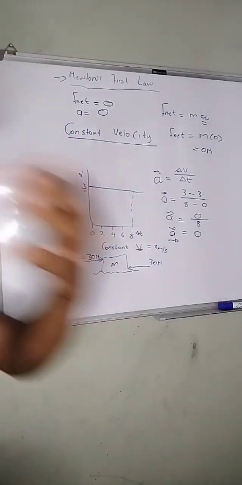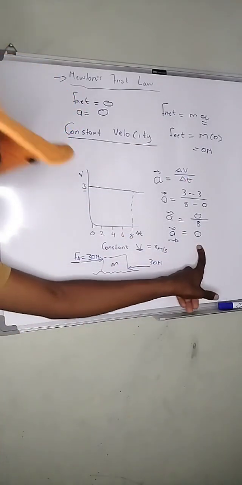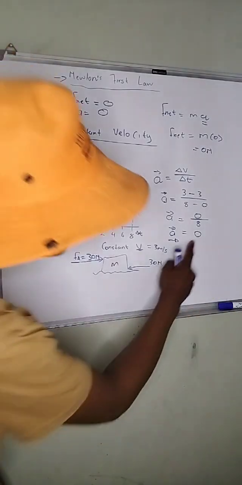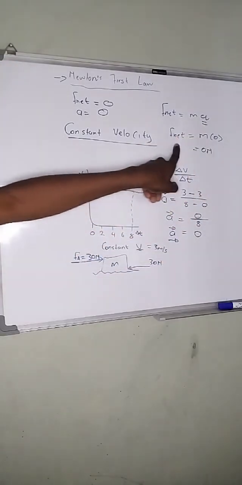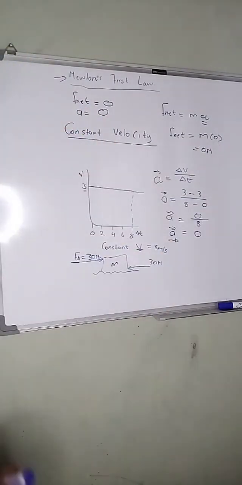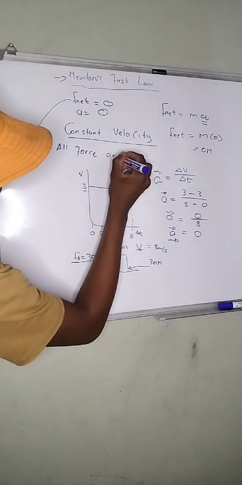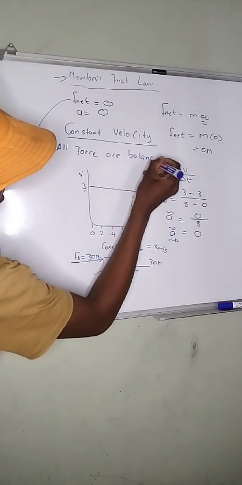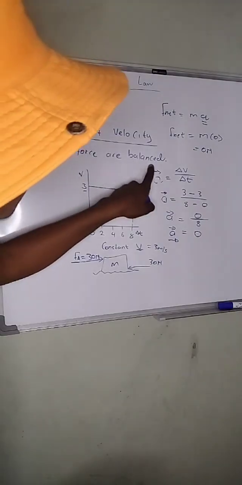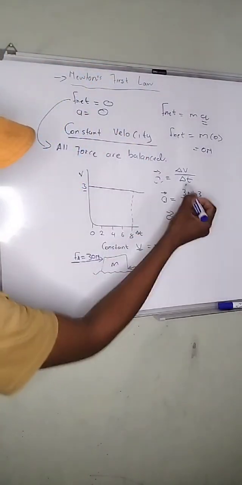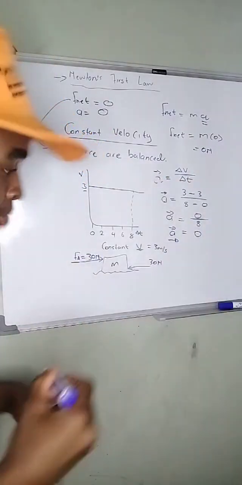So by confirmation, if the object is traveling with constant velocity, just know that the acceleration is going to be 0. And if the acceleration is 0, it will cause the net force to be 0. And what do we know about the net force being 0? It means all forces are balanced. Or you can say all the forces are at what? Equilibrium. All the forces are at equilibrium.